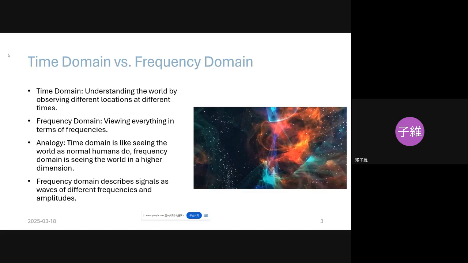And the frequency domain is like viewing things in a more hyperdimensional way. If we view things from the frequency perspective, it's like the universe unfolds into a multidimensional static dataset. And from this dataset, we can reconstruct what the world should look like at any given point in time and space. And how we describe things in the frequency domain is using waves. And waves are composed of two things, frequencies and amplitudes.